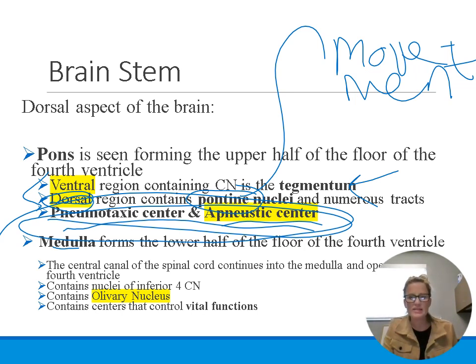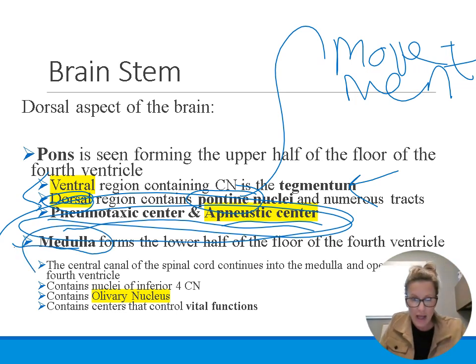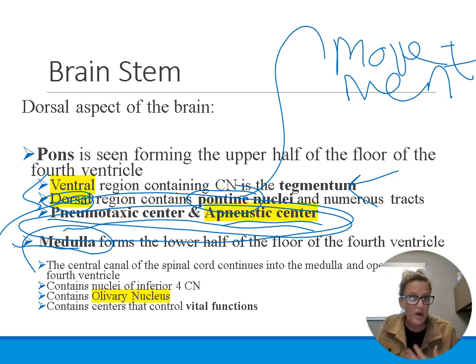Okay, so moving down the brainstem, we have the midbrain, then the pons, and then the medulla. The medulla oblongata is the bottom of the brainstem and connects to the spinal cord. It forms the lower half of the floor of the fourth ventricle. The central canal of the spinal cord continues up into the medulla, and it opens into the fourth ventricle. So cerebrospinal fluid flowing through the fourth ventricle flows through the medulla oblongata and then down into the central canal of the spinal cord.